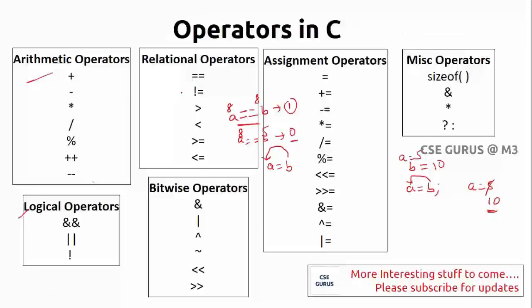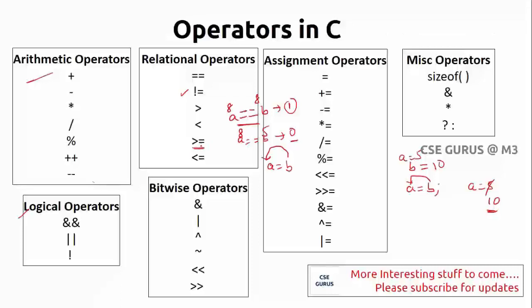Completely reverse, this is not equals to. If they are not equal, then it returns 1, otherwise it returns 0. And greater than: if the first one is greater than the second one. And A less than B: the first one is less than the second one. And this one is not only checking greater than, it checks the equality also.